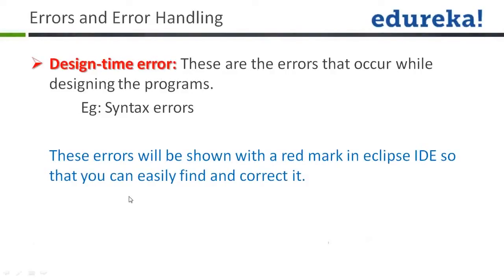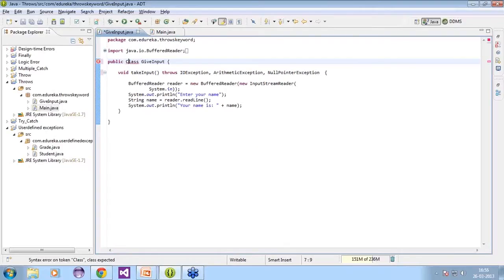Sarah says yes. These errors will be shown with a red mark in Eclipse IDE so that you can easily find and correct them. So do you get an overview of an error from these statements? And not just the semicolons, like in the main method, if you make the M of the main method capital, it will give you an error. In the static keyword, if you make the S of the static keyword capital, it will give you an error. Java is a case sensitive language, hence it gives you a syntax error.